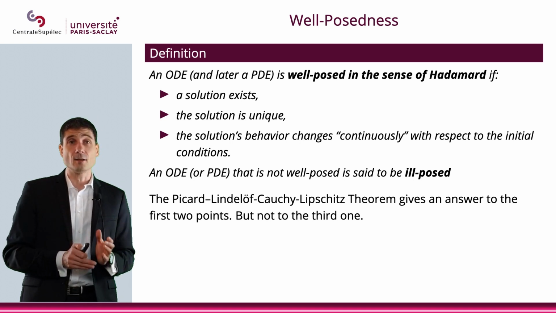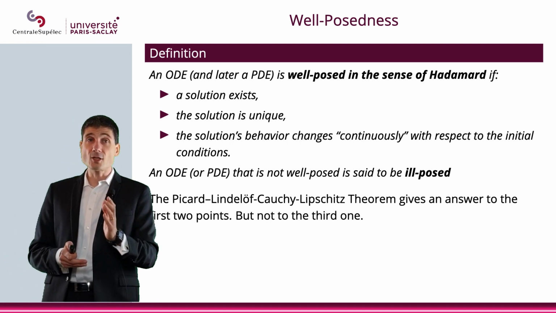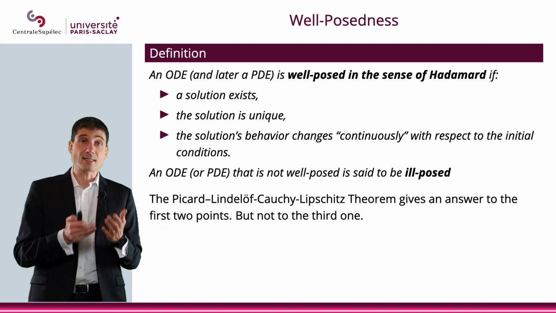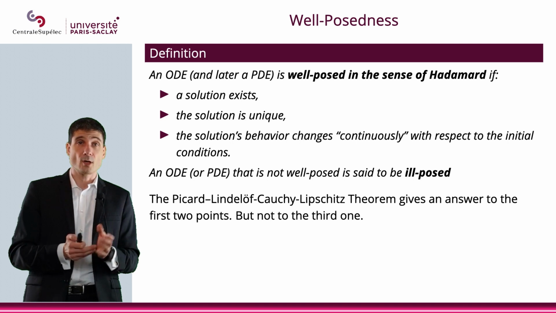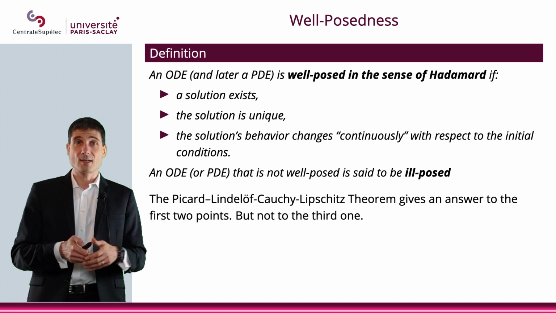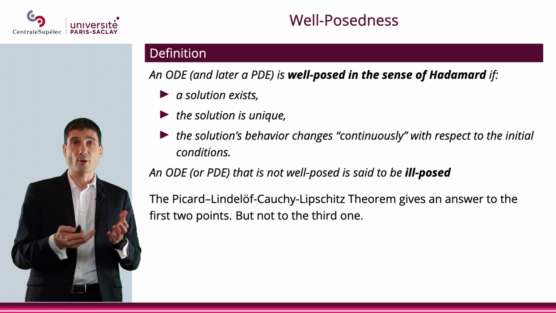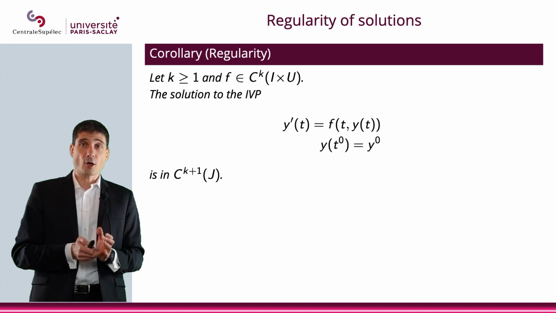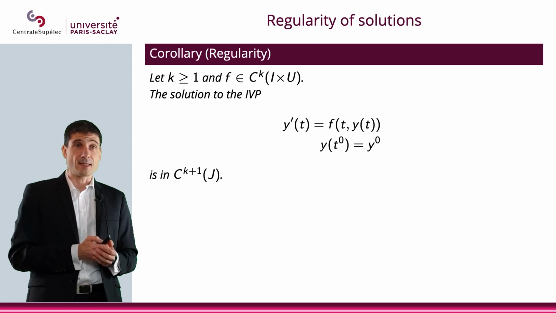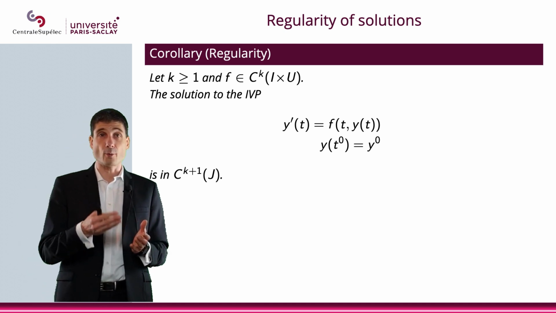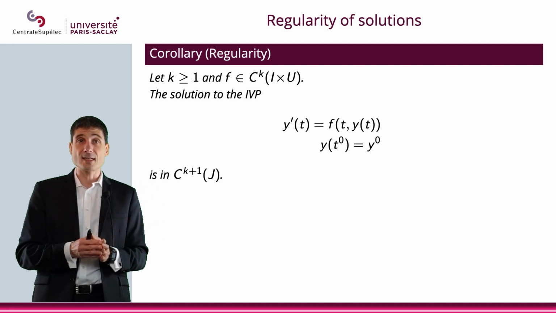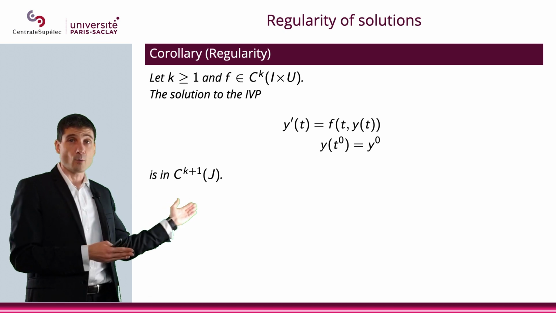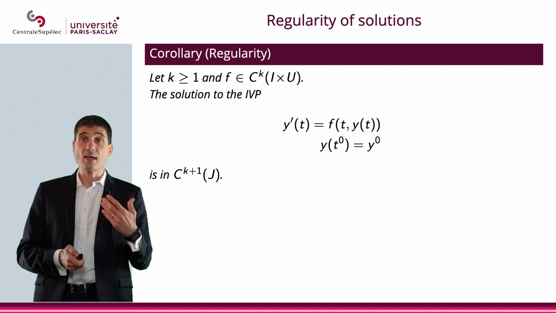Now, the Picard-Lindelöf-Cauchy-Lipschitz theorem gives an answer to the existence and the uniqueness. But as you can see, it does not give you an answer to the third question, which is the continuity of the solution with respect to the initial conditions. Now, a corollary to what we just did is that if k is an integer greater than or equal to 1, and if f is in C^k, then the solution to the initial value problem, which is here, will be in C^k.